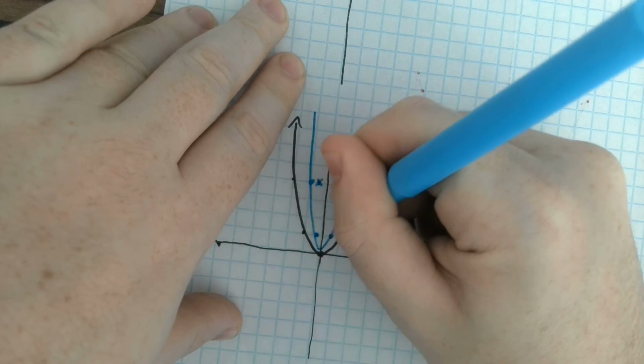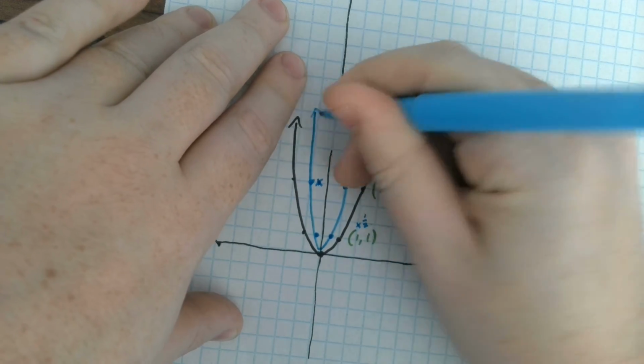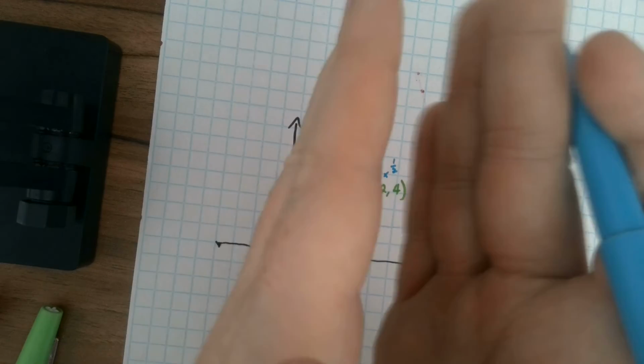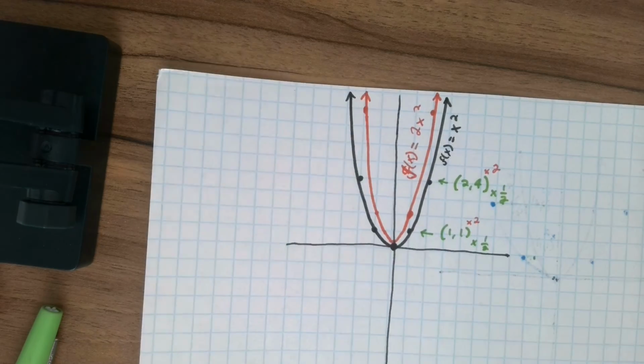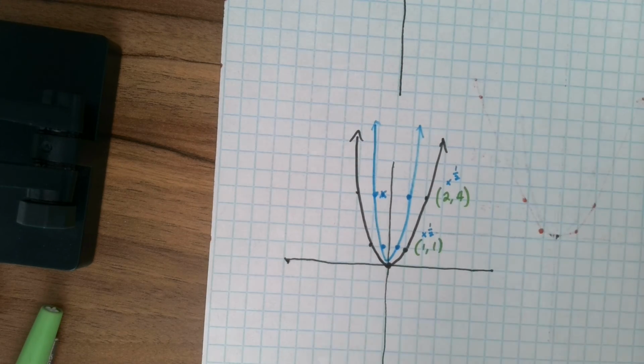It's going to look something like this. This is our new parabola. It's horizontally shrunk, but it looks like a vertical stretch. It looks just like this. Well, maybe not just like this. You can see that it's way more shrunk vertically.